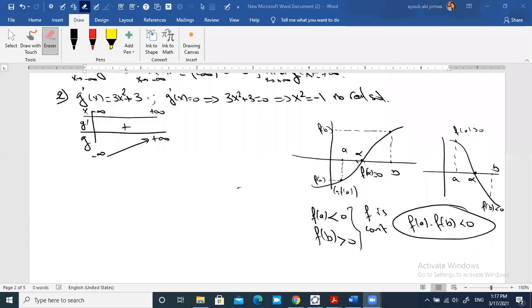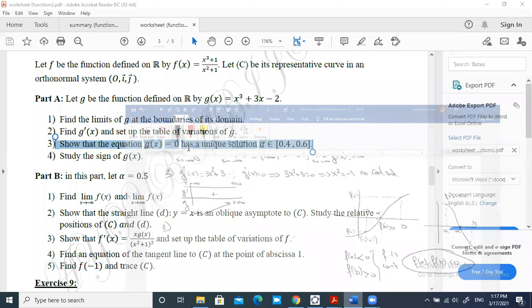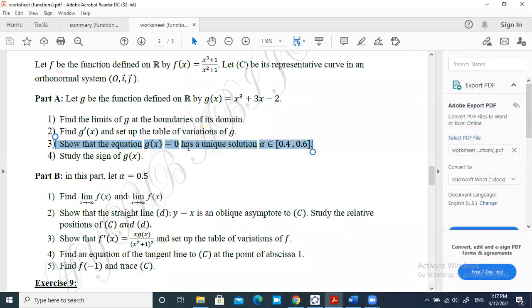To continue, part 3. So show that g of x has a unique solution alpha in the interval 0.4, 0.6.